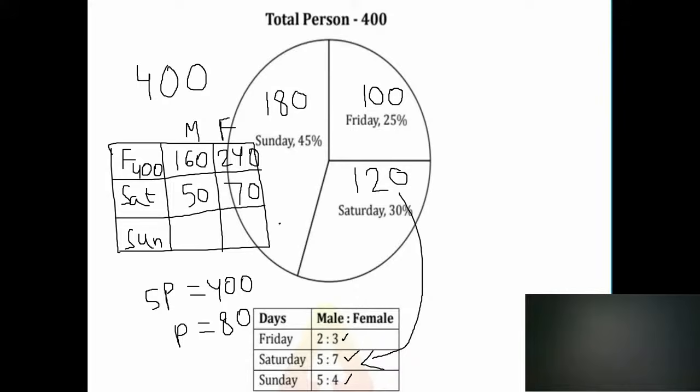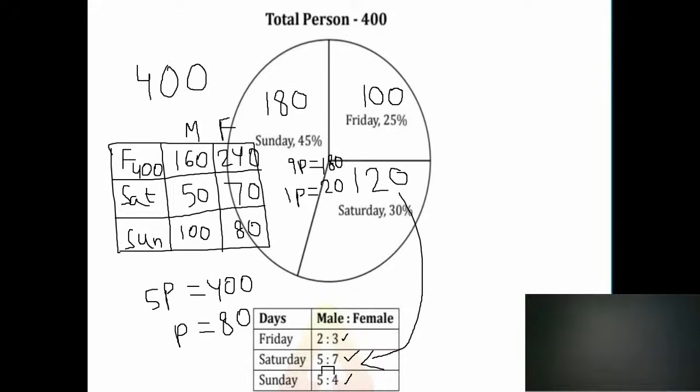Next, Sunday. 5 is to 4, so total 9 parts are there. 9 parts for 180. When 9 parts equal to 180, 1 part is equal to 20. When 1 part is equal to 20, males are 5 parts. So 5 into 20, which is 100. Next, females 4 parts are there, so 4 into 20, which is 80.